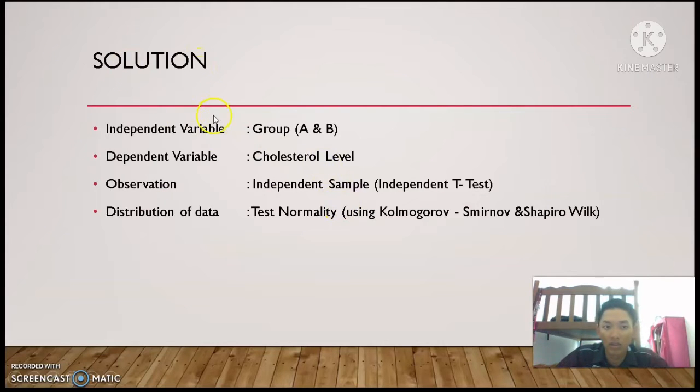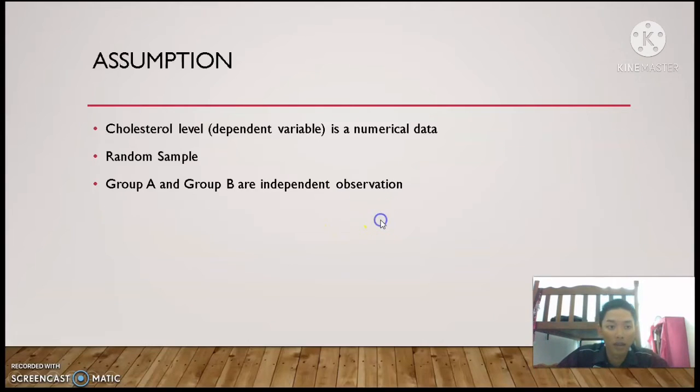So this is the solution. The independent variable is group A and group B. The dependent variable is cholesterol level. The observation is an independent sample, which means an independent t-test, and for the distribution of data, the normality tests that we use are Kolmogorov and Shapiro. So these are the assumptions: cholesterol level is numerical data, which is the dependent variable, and this is a random sample, where group A and group B are independent observations.